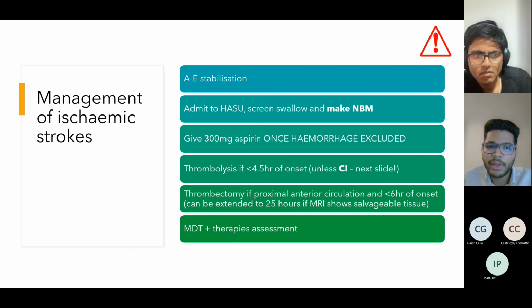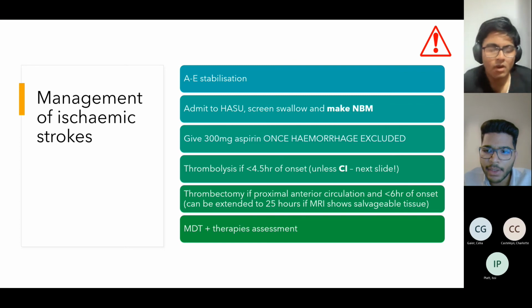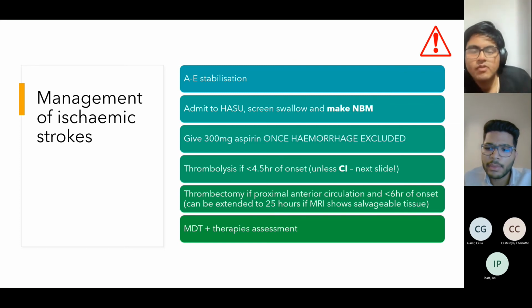Then you want to think about, if this is an ischemic stroke, how am I going to undo the damage or limit the damage? The main two ways of doing this are thrombolysis with a tissue plasminogen activator, so something like alteplase, and thrombectomy. This is an interventional radiology procedure where radiologists go into the brain and fish out the clot. For exams, it's really important that you know the criteria for thrombolysis and thrombectomy.